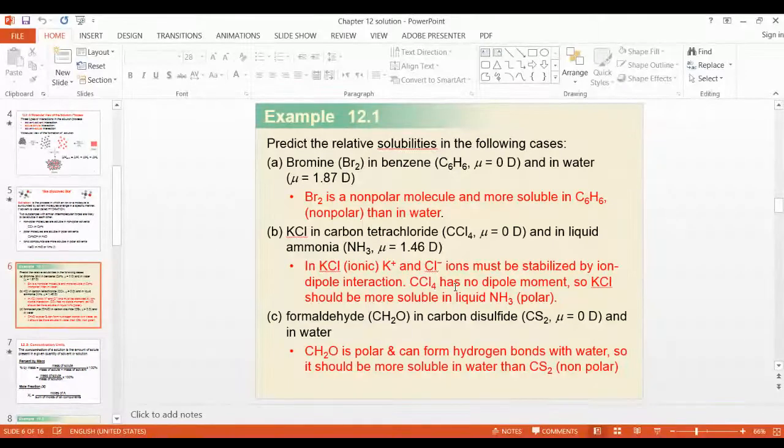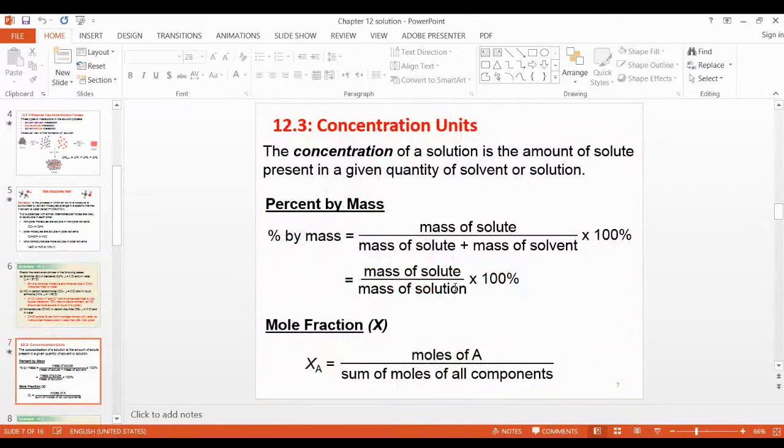KCl is an ionic compound. Is it polar or non-polar? Tell me now. Polar, doctor. Polar because of positive charge and negative charge. Simple question, ionic. Ionic means positive and negative charge. So where will it dissolve, in CCl4 or in ammonia? In ammonia. Very good. So just go through these practice questions here.